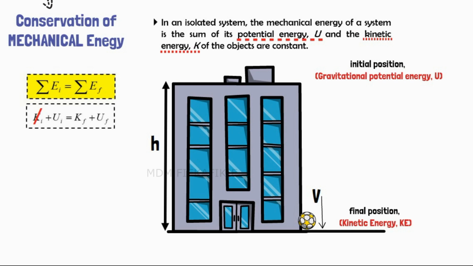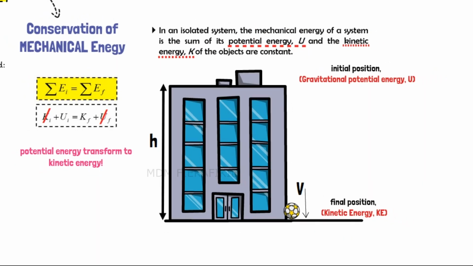At final position, the ball gains kinetic energy but reduces its potential energy. So at final position, no height. So it means that the gravitational potential energy of the ball at final position is equal to 0. Jadi kita boleh cancel siap-siap. So kesimpulannya untuk kes di sini, potential energy transforms to kinetic energy once the object is released from a certain height and starts to move downward.